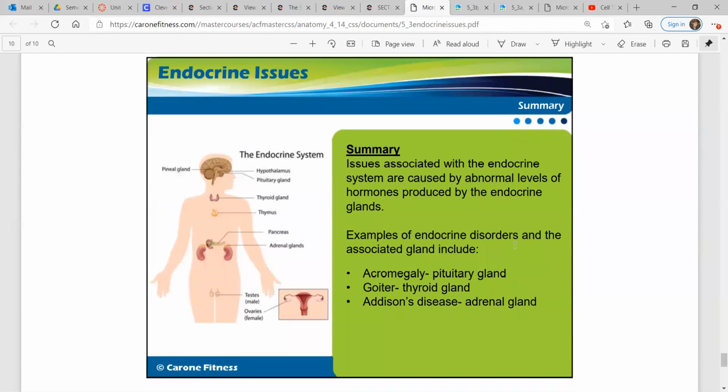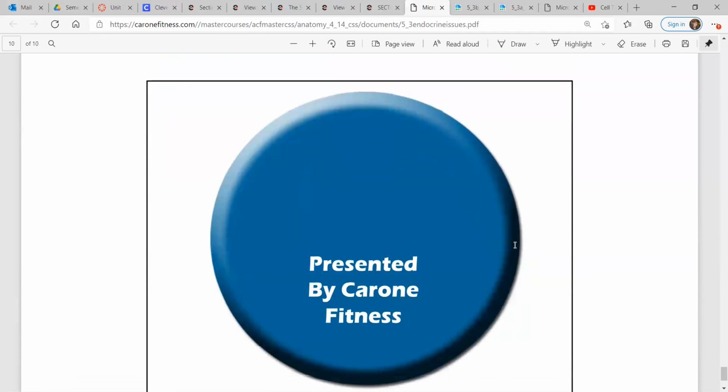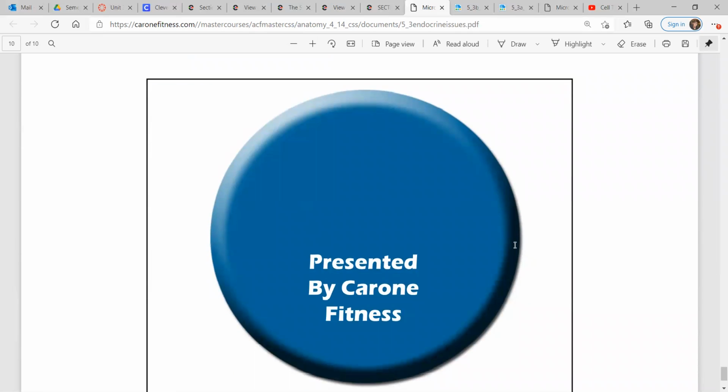And altogether, issues associated with the endocrine system are caused by abnormal levels of hormones produced by the endocrine glands. Examples of the endocrine disorders and associated glands include acromegaly, that dealt with the pituitary gland, goiters, that dealt with the thyroid gland, and Addison's disease, which dealt with the adrenal glands. And that's it for the endocrine system and the issues associated with the endocrine system.